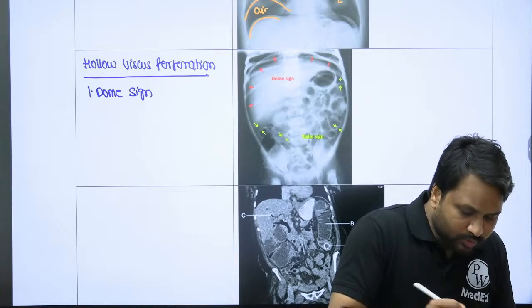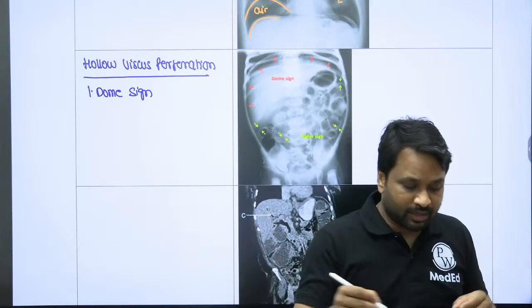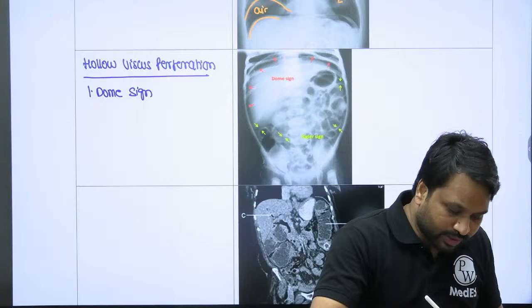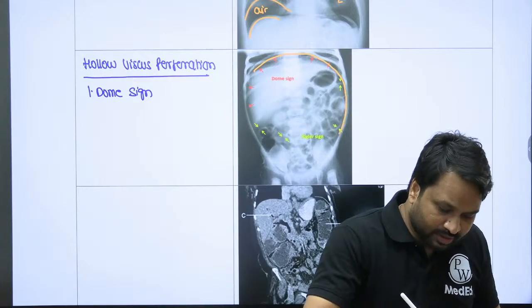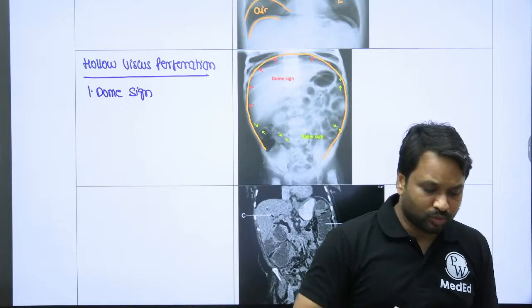Now, in a dome sign, the entire abdomen is filled up with air. So in the periphery, if you look here, the entire periphery will have a rim of air shadow. It looks like a dome. So this is what we call the dome sign.